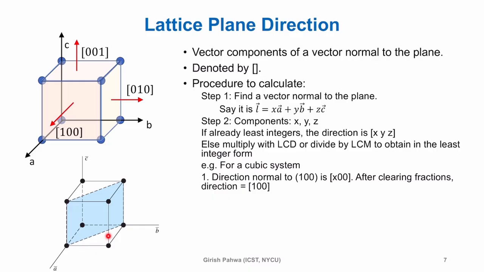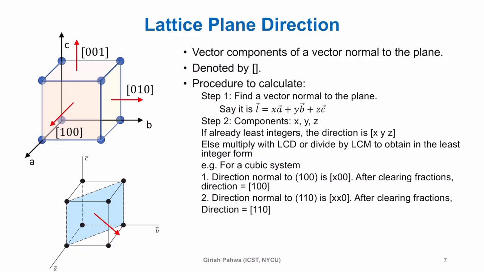So that will be something like x, x, 0. And if you clear out the fraction, taking the LCD or LCM, that becomes 1, 1, 0. So the direction perpendicular to this will be 1, 1, 0. Okay. So interestingly, for a cubic system, the Miller indices and the direction are actually the same.